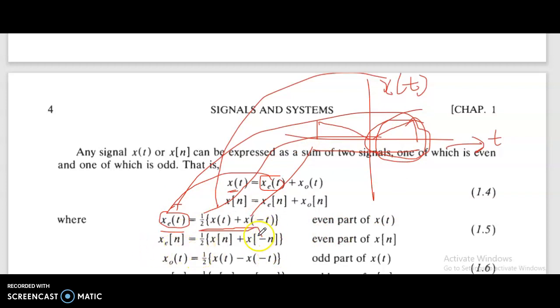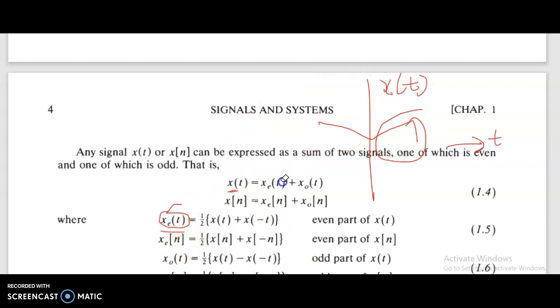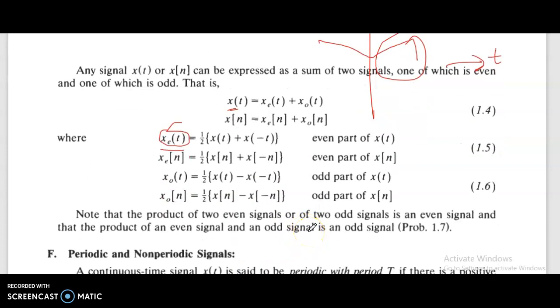Okay, like that same. In discrete also the same: xe of n equal to 1 by 2 into x of n plus x of minus n, that is open bracket. This is the even part of x of t. This is the even part of x of n.